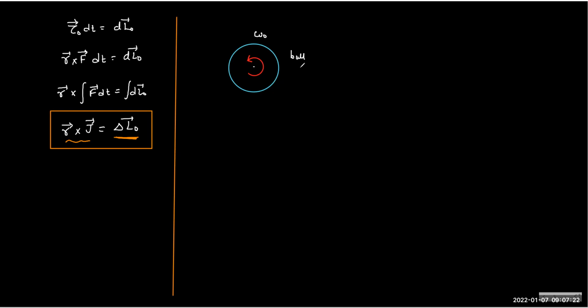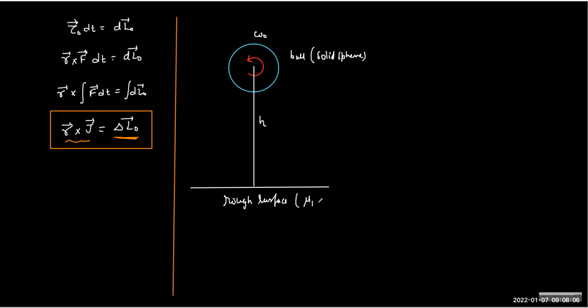So this is a ball, so you can think of it as a solid sphere, and I hope you all have done this. Now I'm dropping it by giving a spin, so you spin it and you drop it. And the height from which you drop is h. And this is a highly rough surface, or maybe just a rough surface. Let's say the coefficient of friction between the ball and the ground is mu k, the kinetic friction, it could be mu s also, static as well.